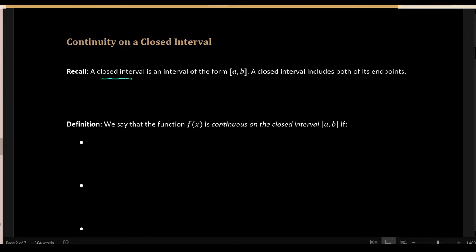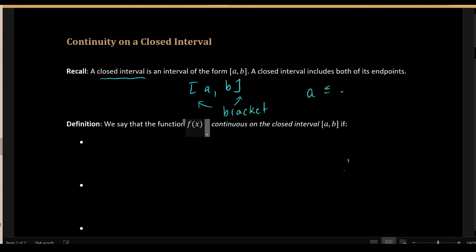A closed interval is an interval which includes both of its endpoints. So that's signaled by having a bracket on both the left and the right side of the interval. The brackets are the sign that both A and B are being included. In other words, A less than or equal to X less than or equal to B.